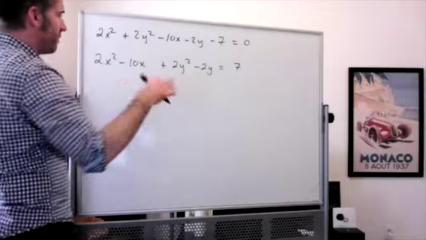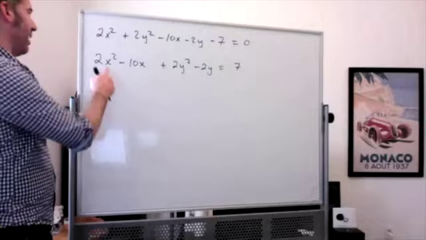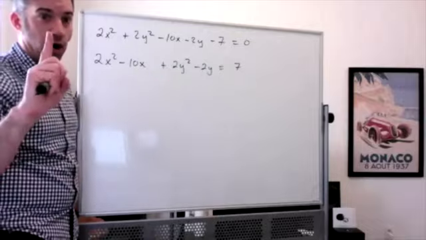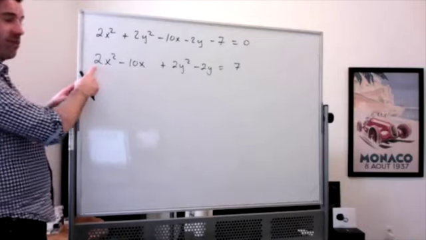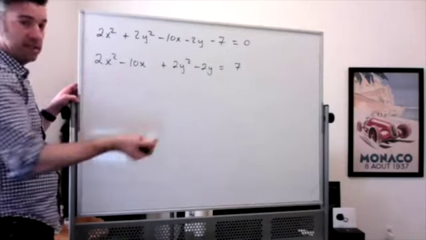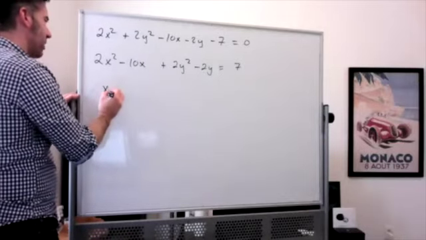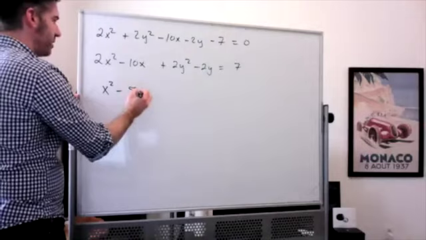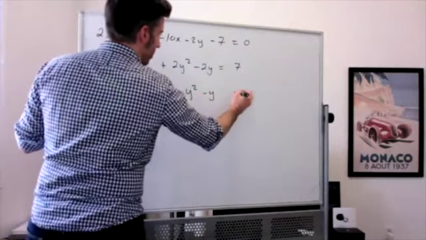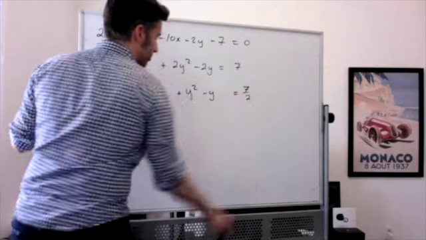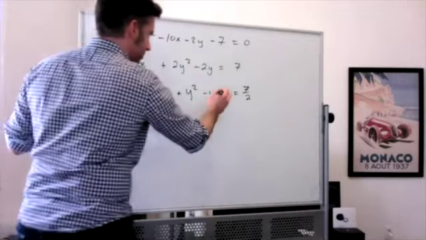So in this problem, before we can start completing the square, we really want x squared and y squared to have a coefficient of 1. So we're always going to make the step of dividing both sides by whatever the coefficient of x squared and y squared is if it isn't 1. So I'm going to divide everything by 2. If I divide everything by 2, I get x squared minus 5x plus y squared minus y equal to 7/2. And I left myself room to complete the squares.